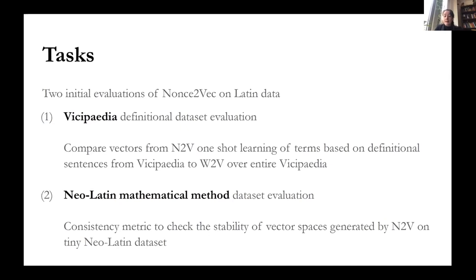In our second task, we evaluate by applying an intrinsic evaluation method to Nonce2Vec vectors trained on the tiny data set of Neo-Latin sentences mentioned in our previous slide. Since we do not have the entire corpus that this tiny data set was lifted from, we cannot perform the same evaluation as in our first task. But to still get an idea of the quality of the Nonce2Vec vectors, we measure vector consistency. Vector consistency is a metric based on the similarity between vectors of the same word trained over different samples of text. The idea is that in a homogeneous corpus, similarity between these vectors should be high.